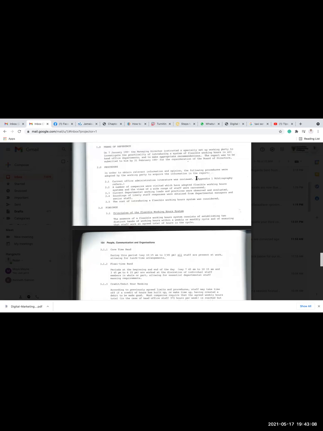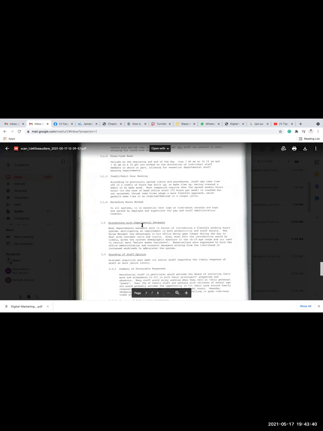Then you see the procedure. In order to obtain relevant information and opinion, the following procedures were adopted by the working party to acquire the information in the report. Current office administration literature was reviewed, and they give you all of that. And if you look at the findings, they give you core broad headings and then sub points. So 3.1, principles of flexible working hour system, and they give you the findings.